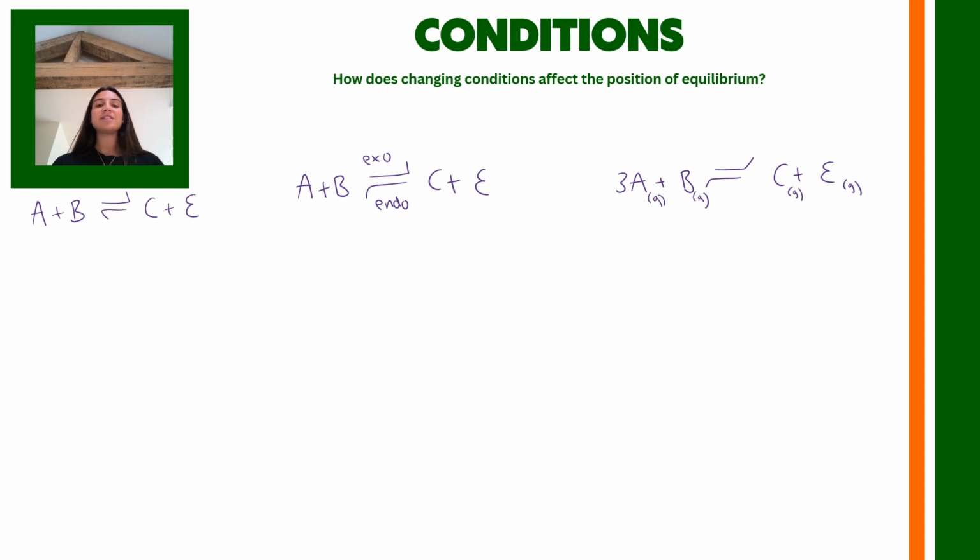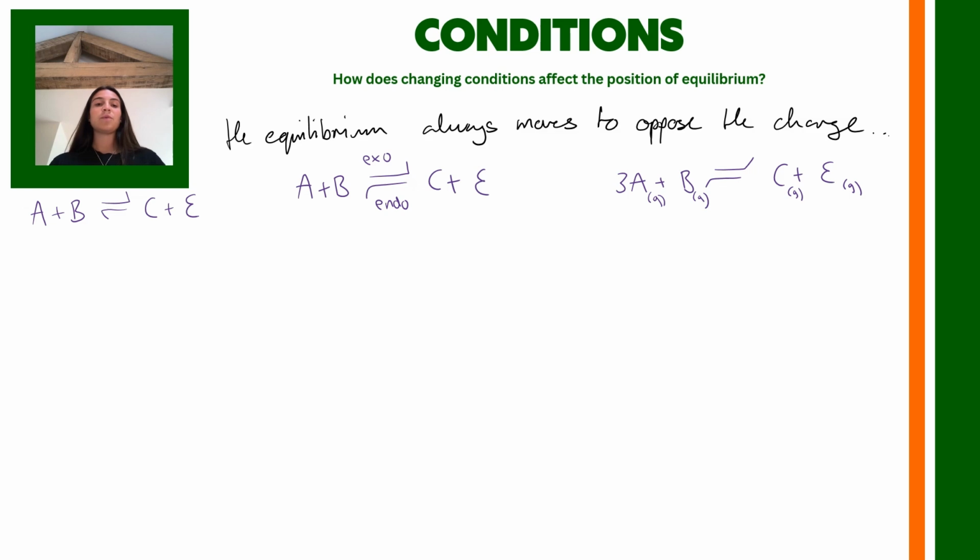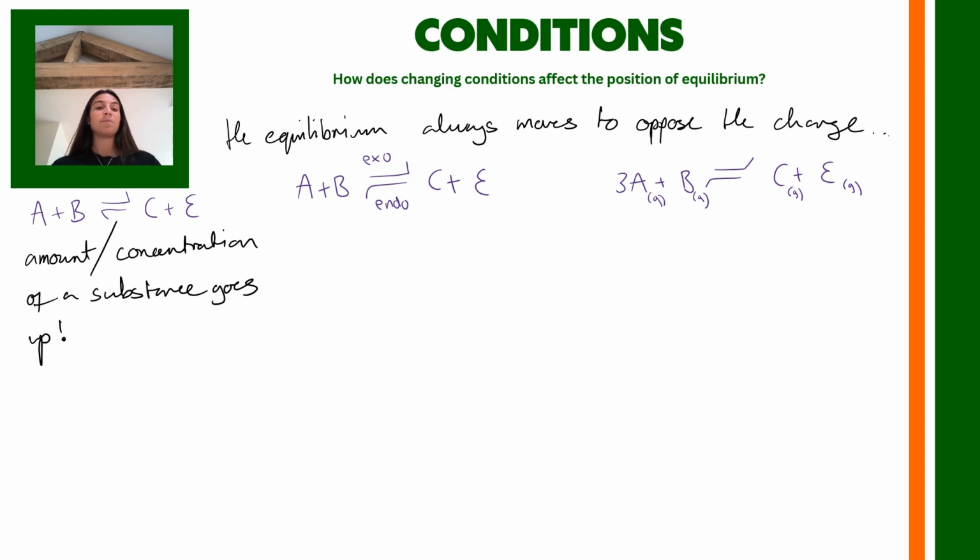Okay, how does changing conditions affect the position of equilibrium? So the first idea is equilibrium always moves to oppose whatever change you have put in place. Okay, let's have a little look at what that means, thinking about three different conditions. So the first one is going to be the amount or concentration of a substance going up.